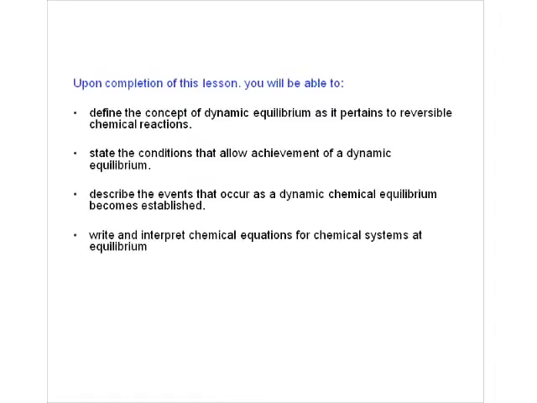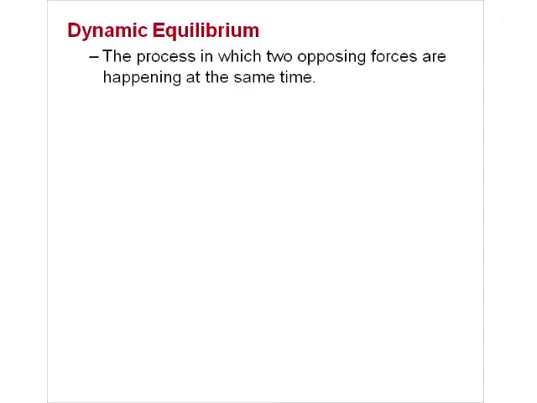Here's what we expect you guys to know from this section. Dynamic equilibrium, simply put, is a process where we have two opposing forces happening at the same time. All right, good versus evil, day versus night. Everything's happening at the same time. So two opposing forces happening at the same time.